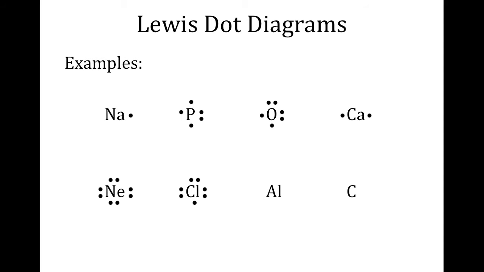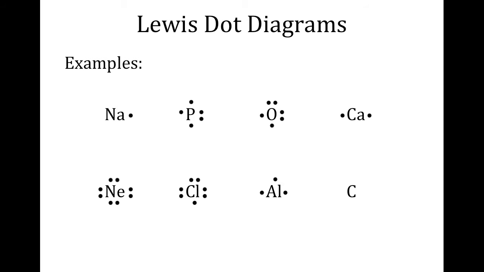If you would like, you can try the last 2 on your own. You might have been doing that already. But if you would like to pause the video, complete the last 2 on your own, and then you can come back and I will explain the last 2. So aluminum is in the 3rd group. It needs 3 valence electrons. So we have 1, 2, 3, all on different sides.